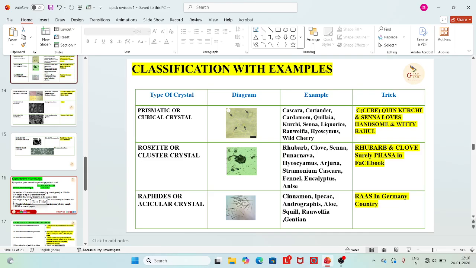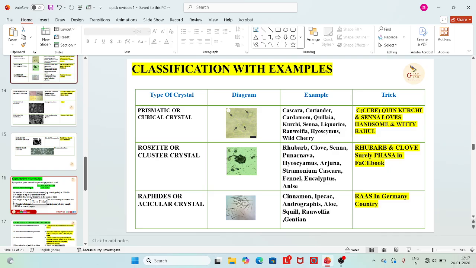Firstly there comes the prismatic or cubical, and all are written here with tricks. If you remember the tricks, then you can remember the examples, and mainly when you are continuing your main drugs, like cascara, coriander, you can remember from these tricks, and mostly the questions come from the examples. So the trick is: Q Queen Kurchi and Sena loves handsome and witty Rahul.